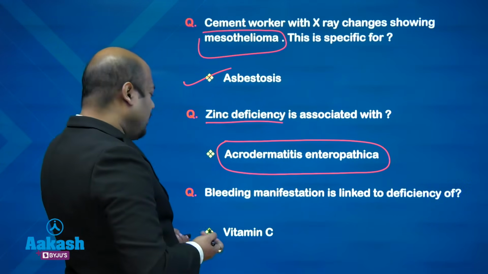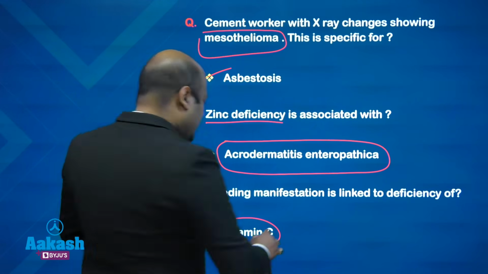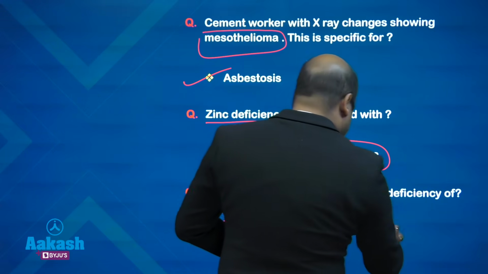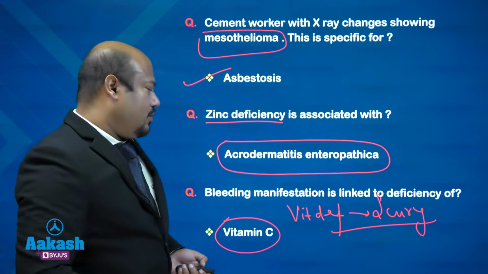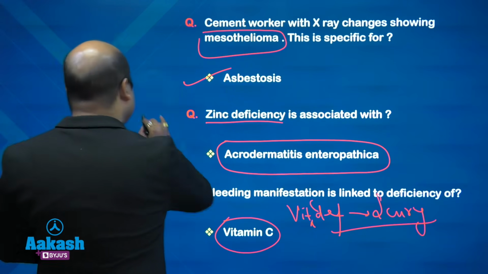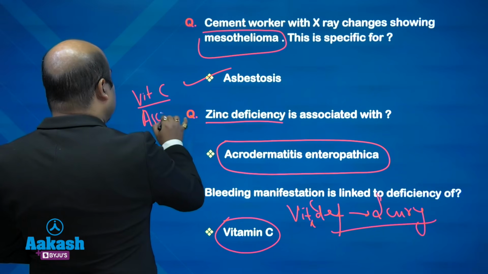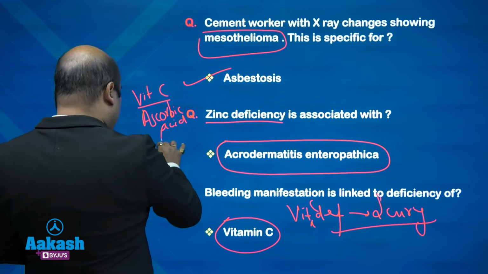Bleeding manifestation linked to deficiency of, yes, vitamin C. We know that vitamin C deficiency leads to scurvy. Why does scurvy occur? If we go to the basics, why does vitamin C deficiency lead to scurvy? Because vitamin C is basically ascorbic acid. And what does ascorbic acid do?